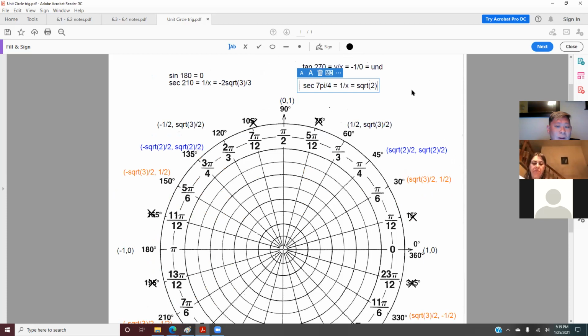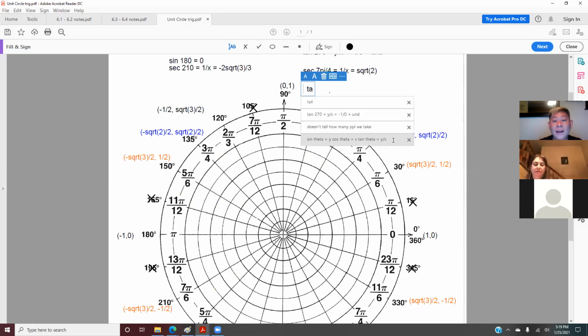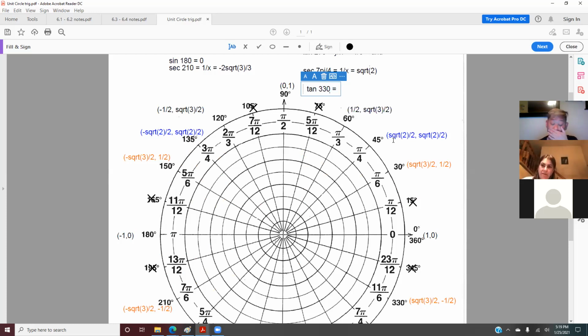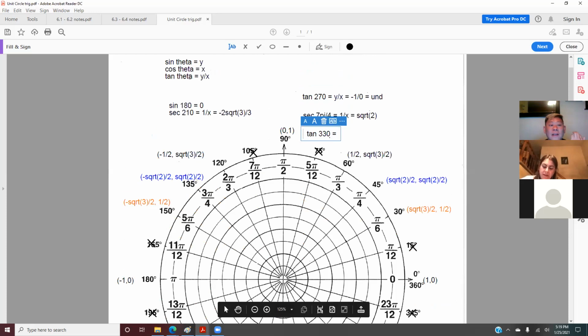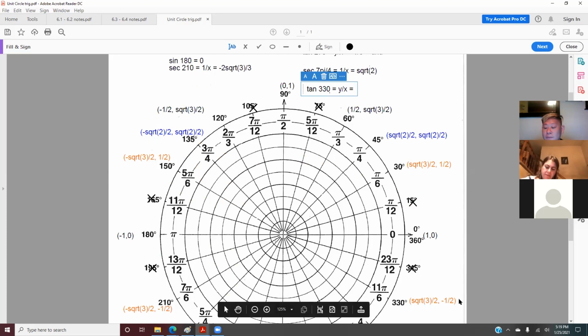You guys want to practice using this unit circle approach? Okay, I'll give you one and you do it yourself. Let's do tangent 330 degrees. This is 330. And the formula for tangent is y over x. So 330 is right here.